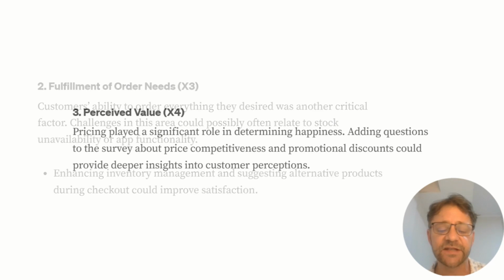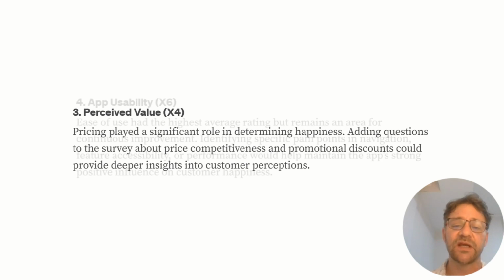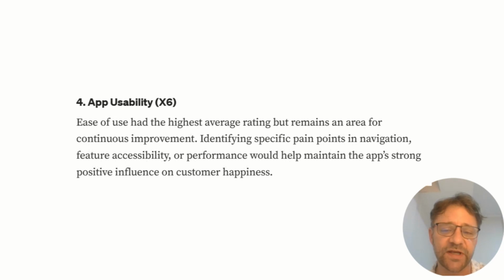X4 had to do with perceived value of the products. So we could ask some more detailed questions in an expanded survey to get a better idea of how customers are perceiving prices at the company. And X6, which actually scored really high among happy and unhappy customers, we can suggest that they continue to put effort into making their app easy to use and order products.